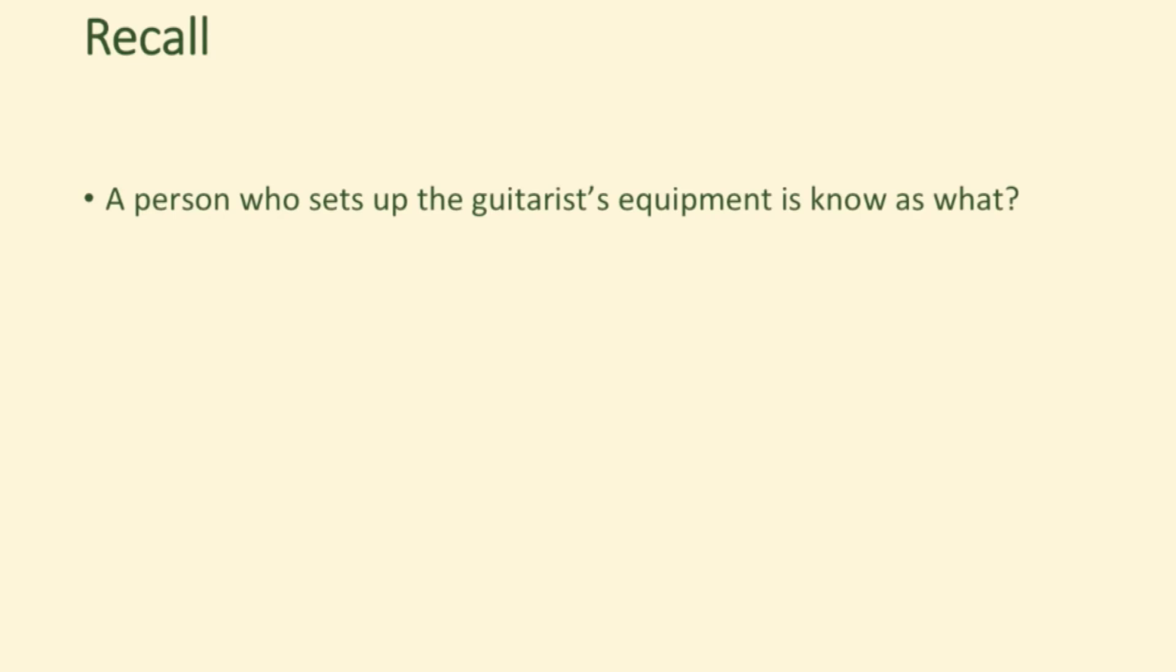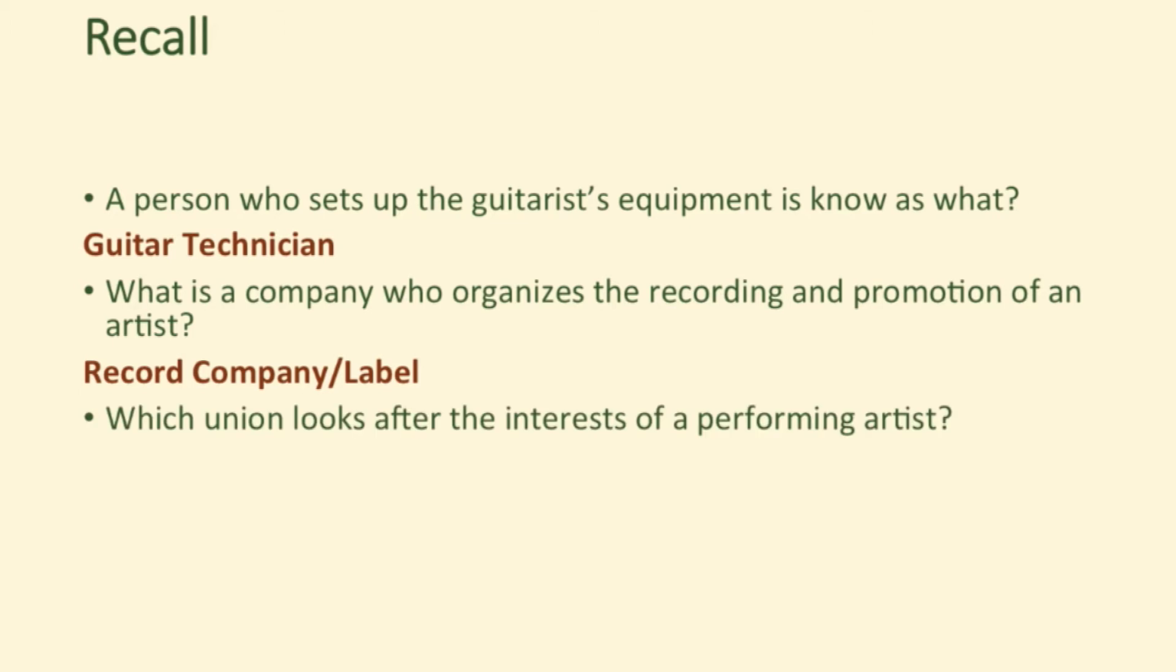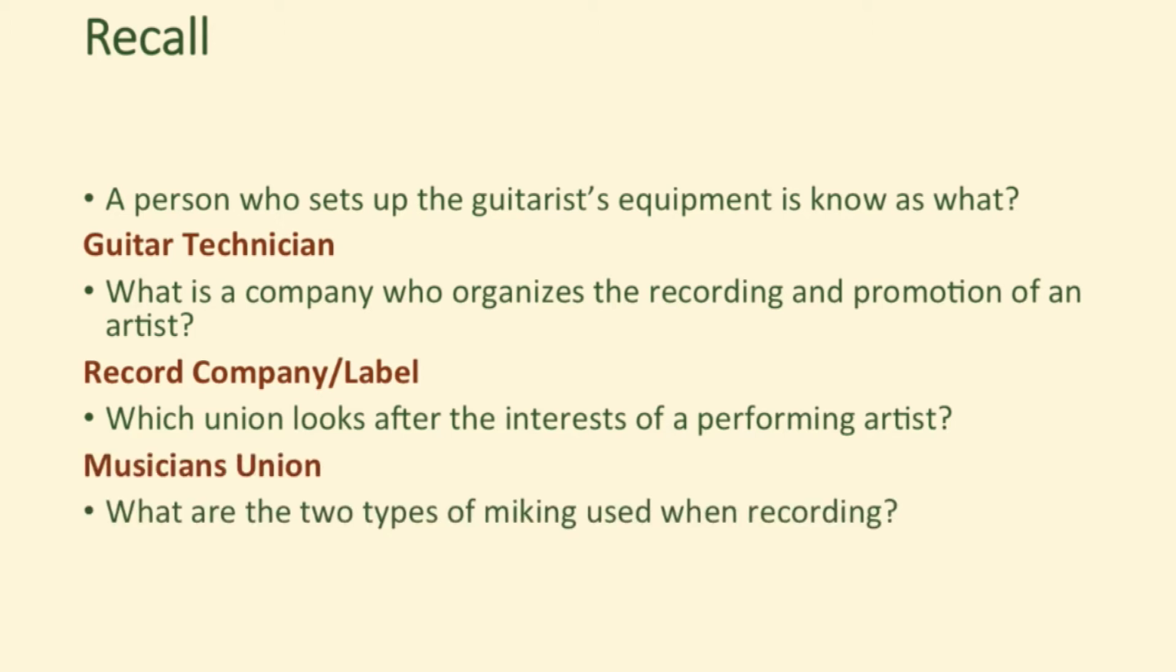Okay, let's green pen those answers. Question 1. A person who sets up the guitarist equipment is known as what? That's the guitar technician. Question 2. What is a company who organises the recording and promotion of an artist? That's the record company or record label. Question 3. Which union looks after the interests of a performing artist? That's the musicians' union. And question 4. What are the two types of miking used when recording? That's close and distance. Green pen those answers now.